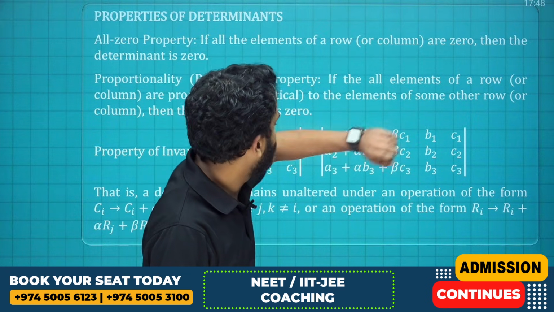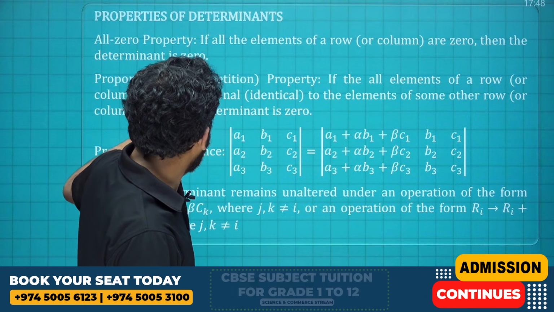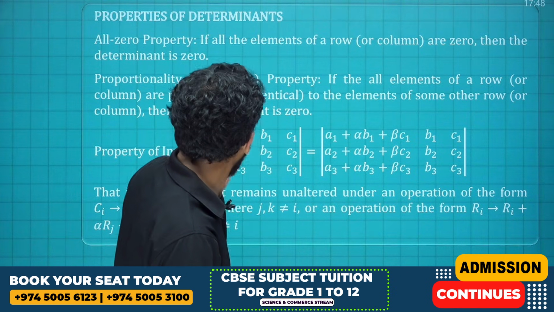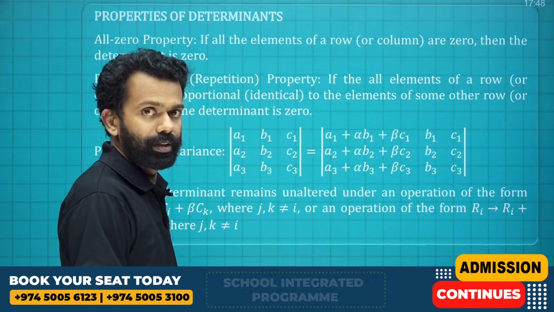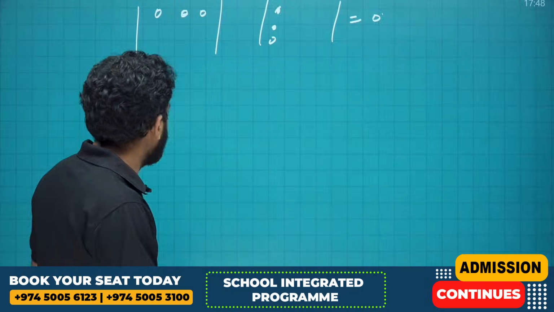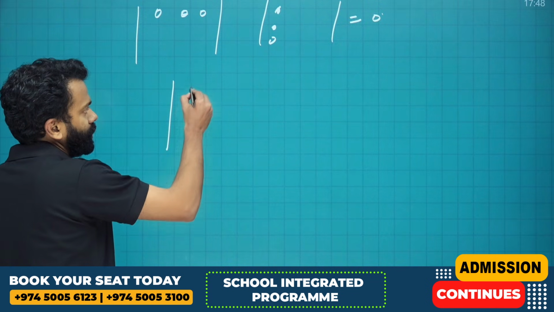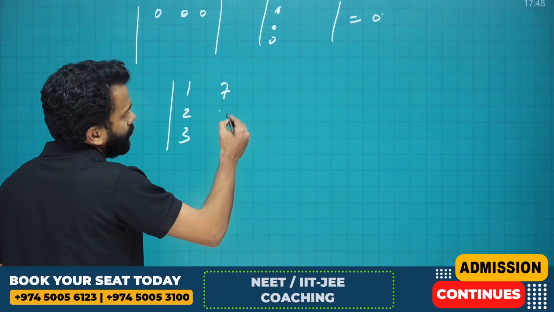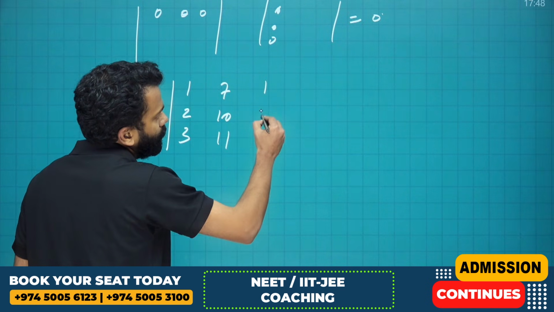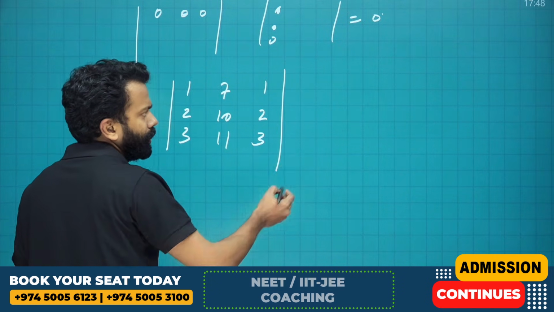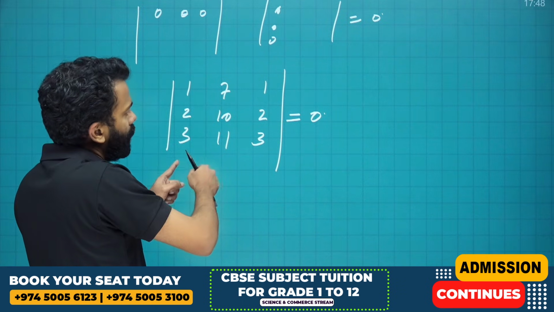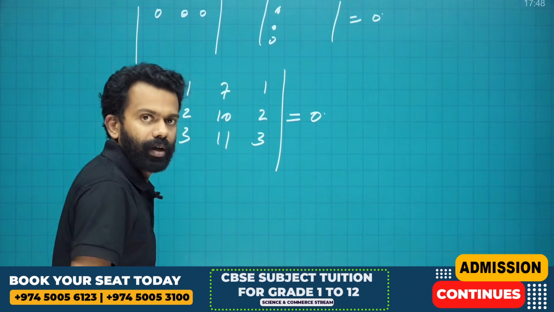Next property. Actually, the second and third properties are the most commonly used ones. If all the elements of a row or column are proportional or identical to the elements of some other row or column, then the value of the determinant is 0. It's a very useful property. That is, if a determinant is placed like this, 1, 2, 3, 7, 10, 11, 1, 2, 3, then you don't have to solve this. Just put it equal to 0.